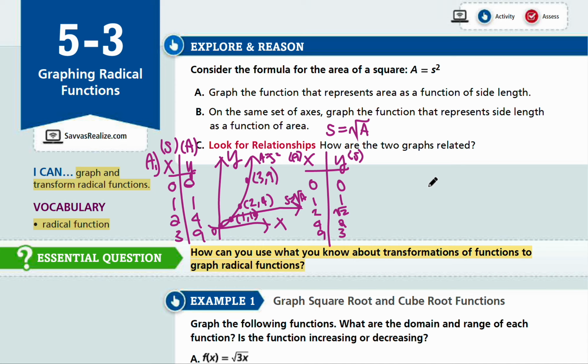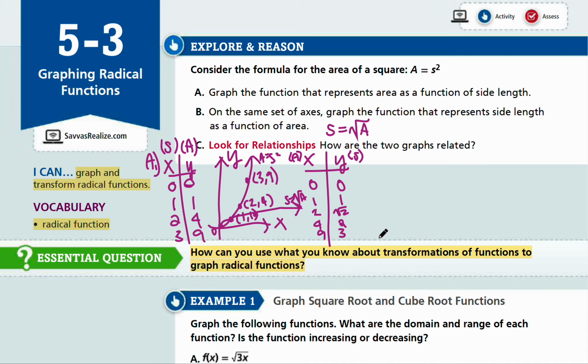Let's look at part C. How are the two graphs related? Well, they're the inverse, but let's talk about domain and range. What is the domain? Is this the same? They're all real numbers, but positive, right? Positive real numbers. So the domain of the first is going to be all real numbers greater than 0. And then the other one, all real numbers greater than 0.